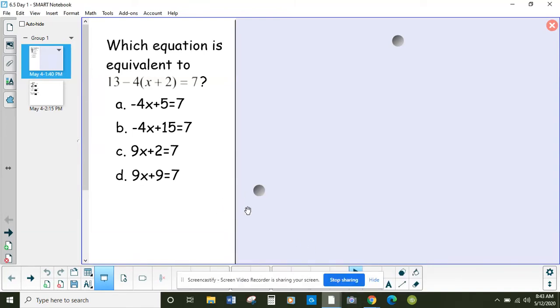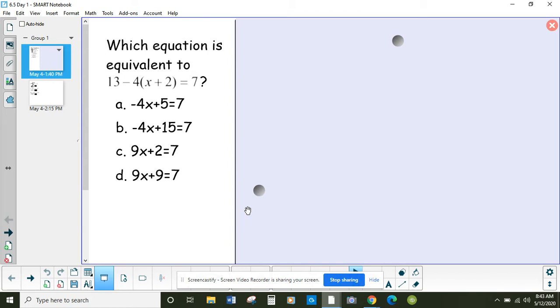So today we're going to go ahead and start lesson 6.5 day 1, and we're starting to solve multi-step equations. And solving multi-step equations just means simplify both sides first. We learned that with expressions. And then once it's a two-step equation, you just work farthest away from the variable.